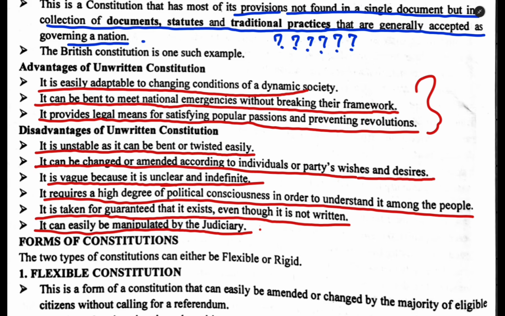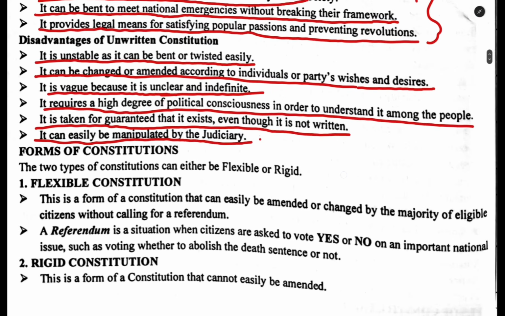So all these, you need to know them. These are the types of the constitution, with their advantages and disadvantages. Let us now have a look at the forms. Please, you should be able to distinguish between the forms and the types. You might find a question asking you to explain the forms of the constitution or the types, so you should know which one is a type and which ones are forms.